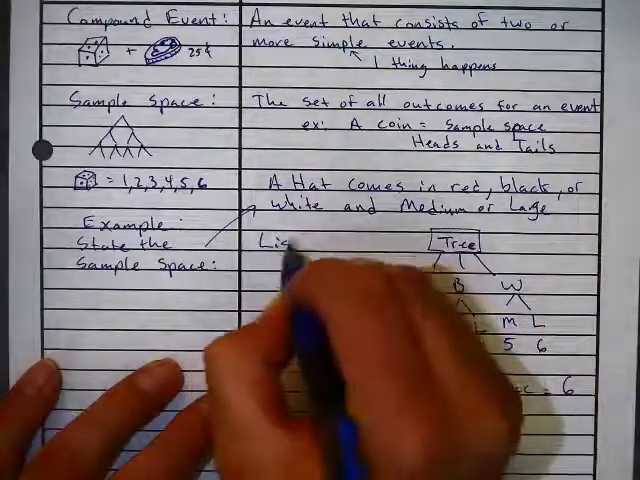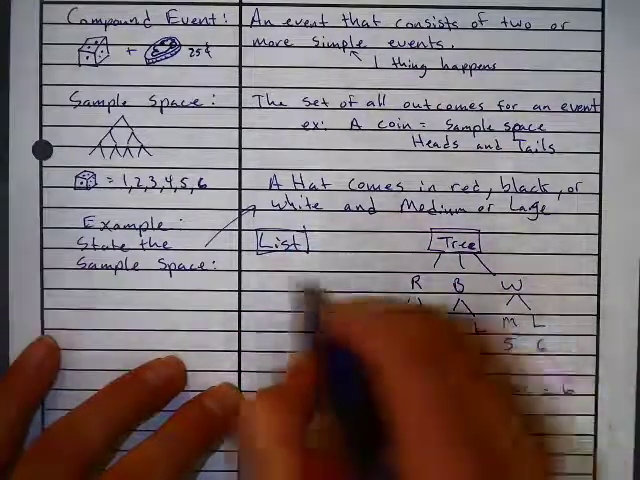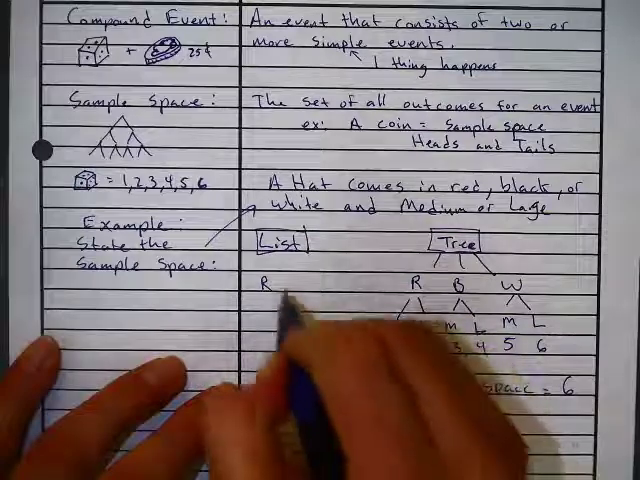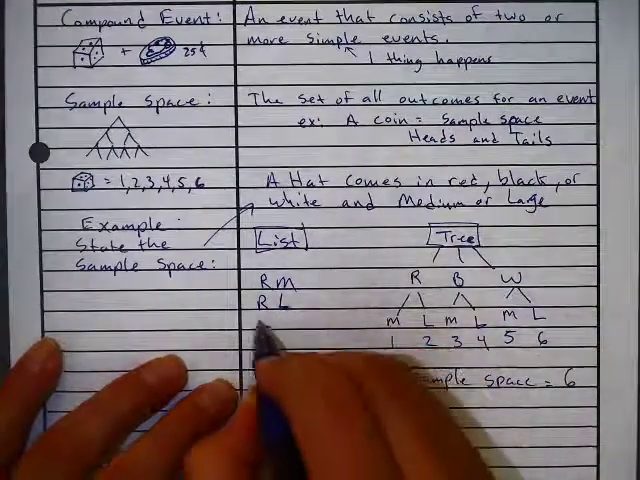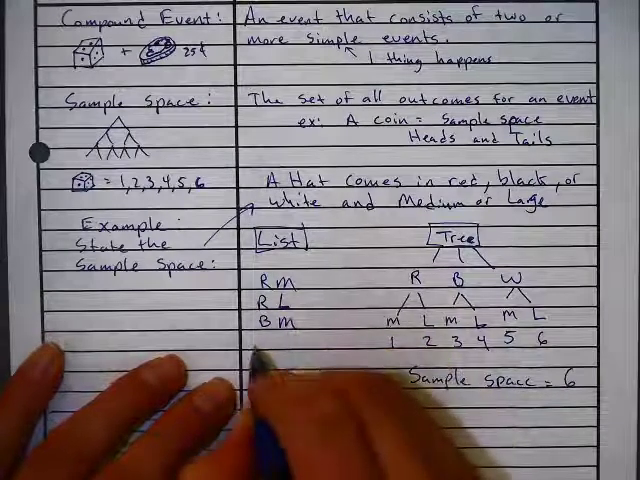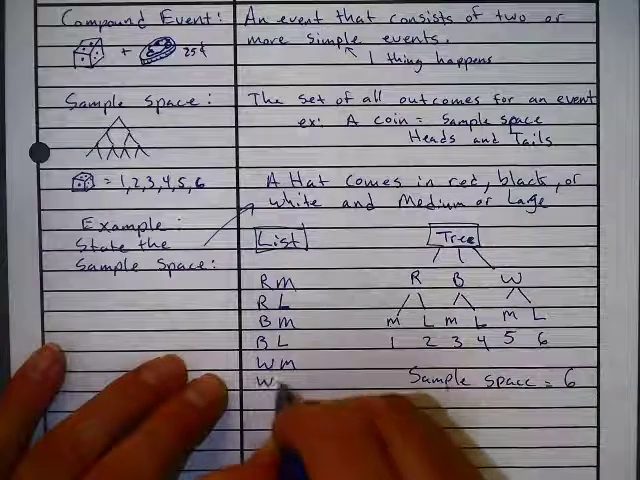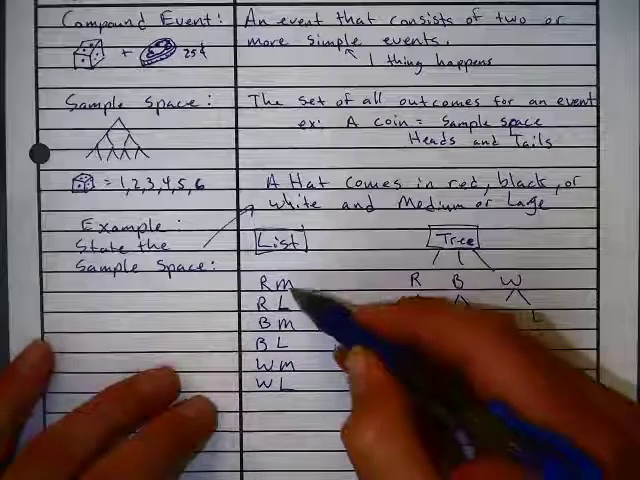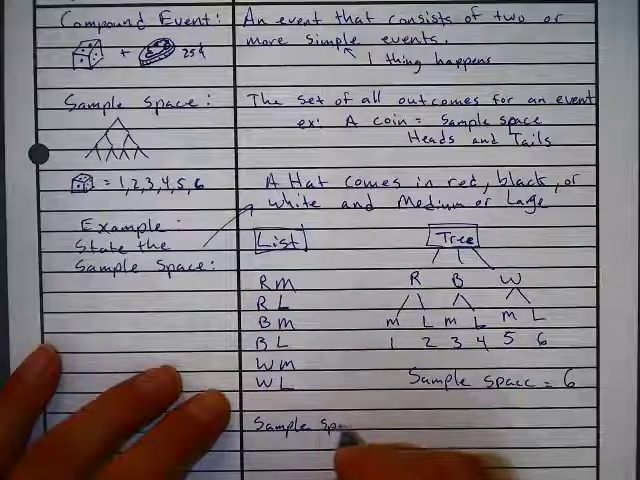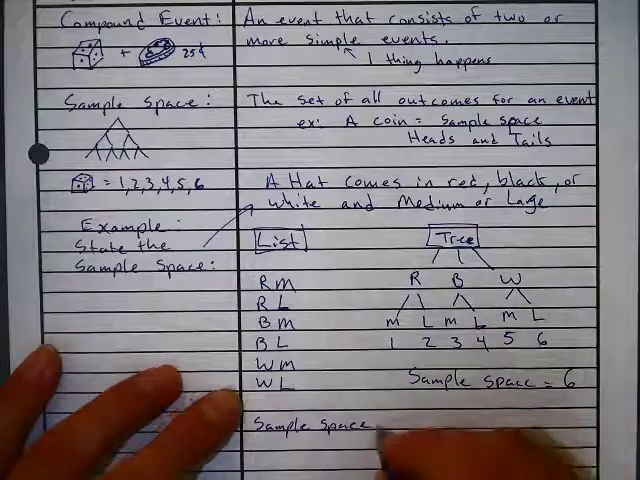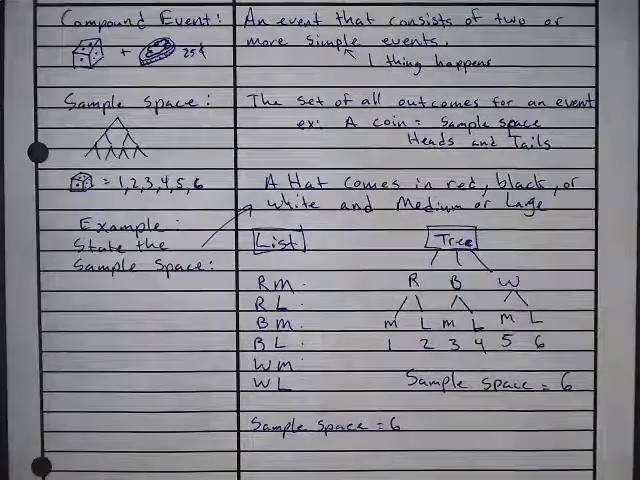Let's make a list. A list would be like what I just said: a red medium, a red large, a black medium, a black large, a white medium, a white large, and you can get a sample space of 6 that way too. Counting up 1, 2, 3, 4, 5, 6. Ta-da!